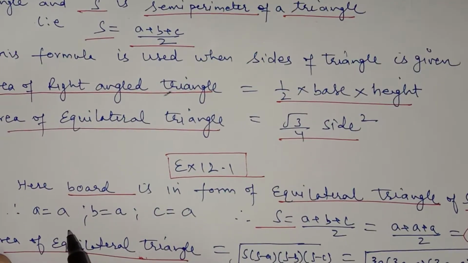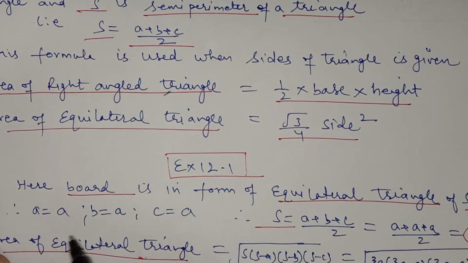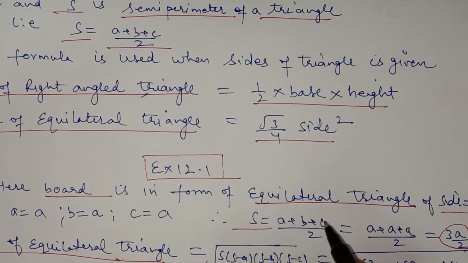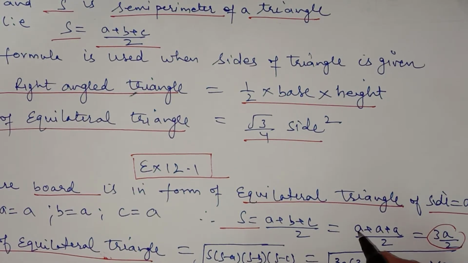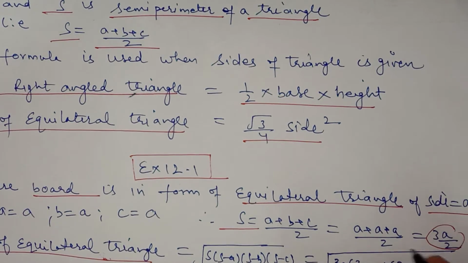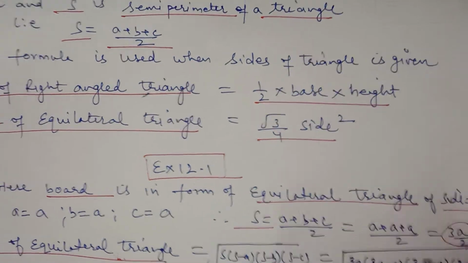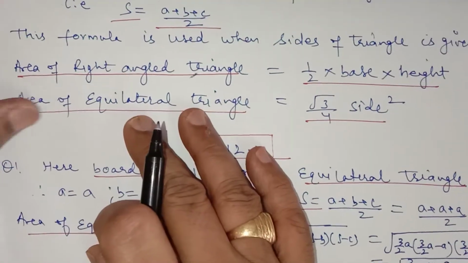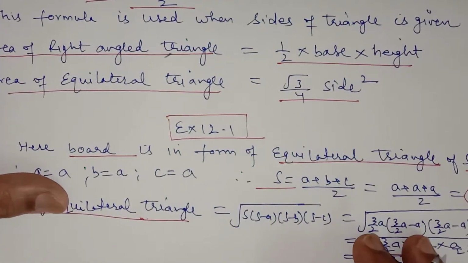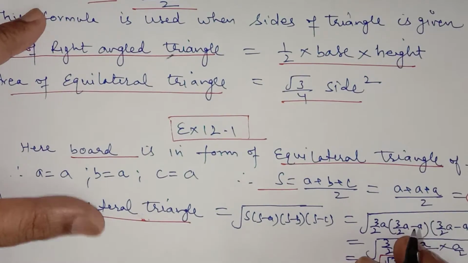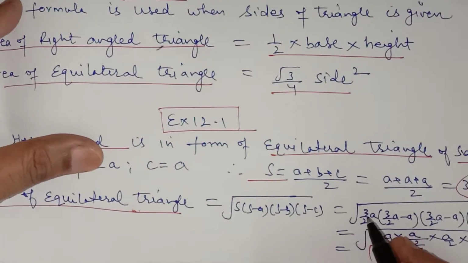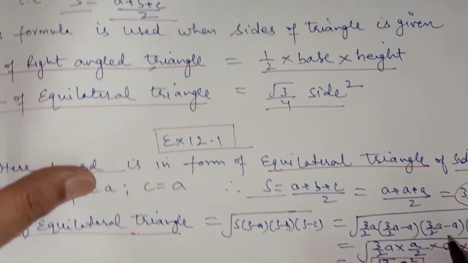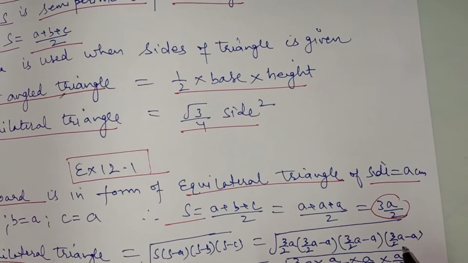Now here the sides are a and a. a is equal to a, b is equal to a, and c is equal to a. So the semi-perimeter is (a plus b plus c) upon 2, which is equal to (a plus a plus a) upon 2, which is 3a by 2. Now when all three sides of the triangle are given, the area of the triangle is the square root of s into (s minus a) into (s minus b) into (s minus c), and we replace the values.